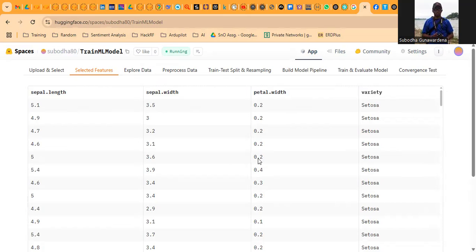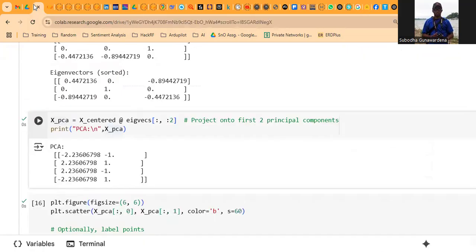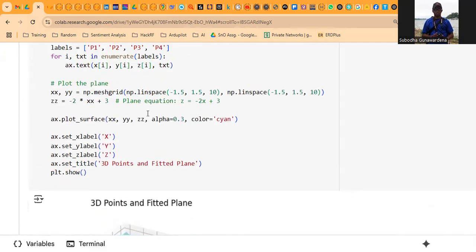However, the principal component analysis does not depend on the classes. So that is very important to know, right? Again, I will give you an example regarding that.